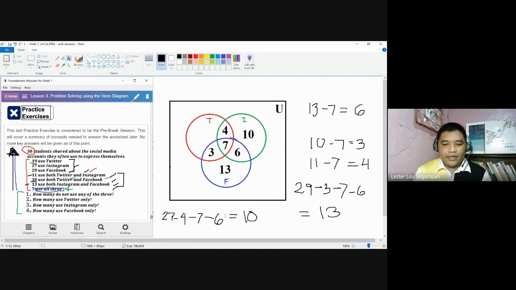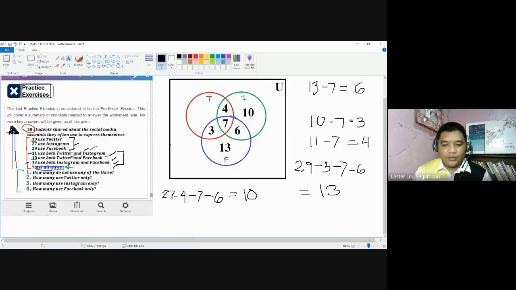Let me increase this area at the bottom for more computation. Okay, this is the value right now. Checking, look at the items inside the green circular figure. You have 10 plus 4 is 14, plus 6 is 20, plus 7, 27. It meets the amount here.